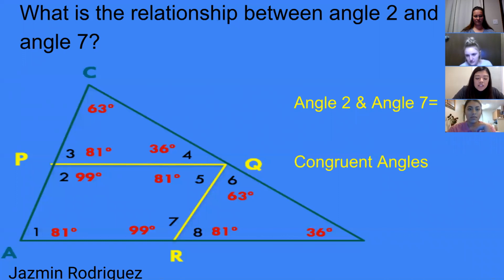And it also means that our angles are going to be congruent, also known as equal. So as we can see, our angle 7 is on the opposite side of angle 2. That means that whenever we look at these two, they are going to be congruent angles and they will have the same measure.